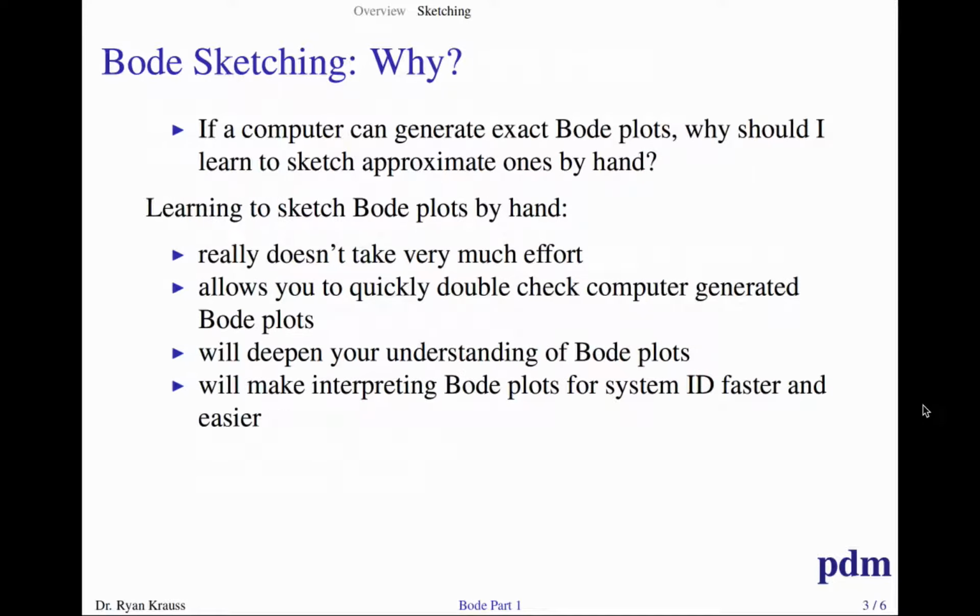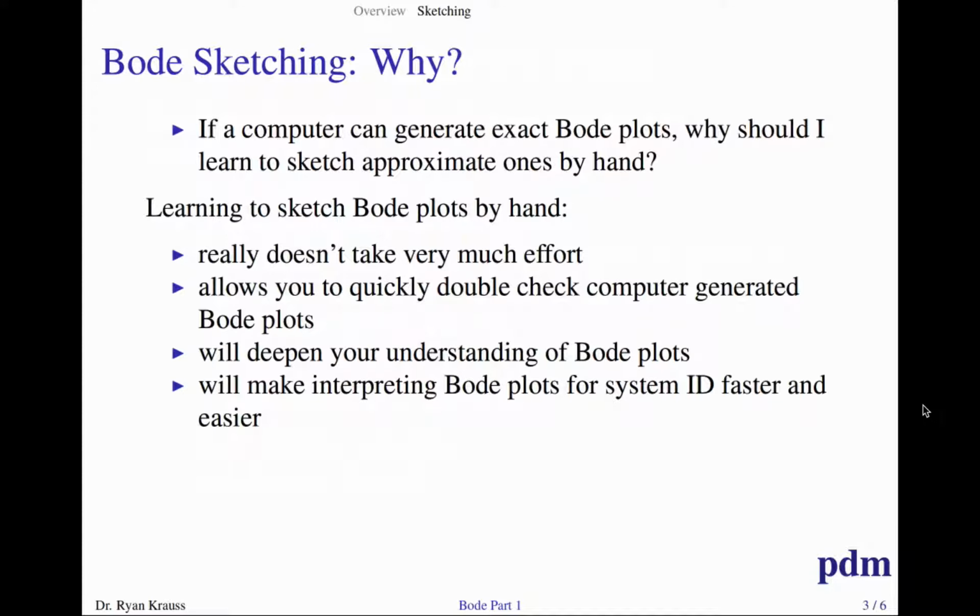One, it really doesn't take that much effort to learn how to sketch Bode plots. Once you know how to sketch them by hand, you can easily sketch them in your head, and that will allow you to quickly double check something that's coming out of a computer in case somebody's made a typo in the transfer function or something.